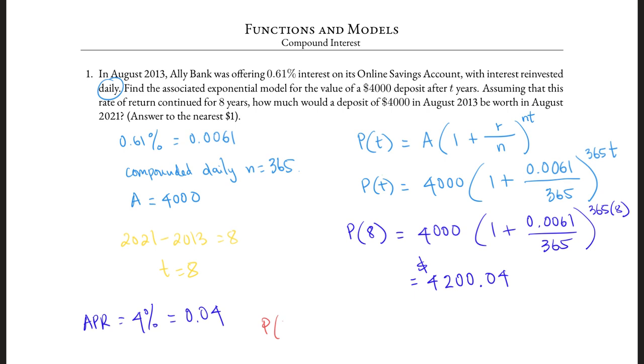But assuming that we're doing another problem where the interest rate is 4% instead of 0.61%, we would simply use the equation P of t equals the same deposit amount, 1 plus 0.04 over 365, assuming that the interest is compounded daily, and then we plug everything in. This will give us 5,508.41. The difference in the interest makes a huge difference here.